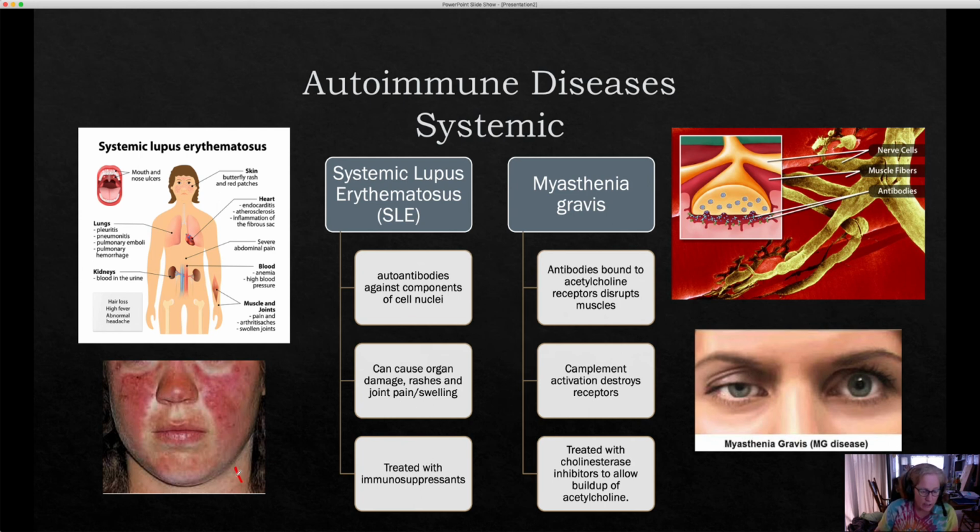This rash right here is referred to as a butterfly rash, and because it has like this wing type of site to it. And so this butterfly rash is a key characteristic, a key sign of lupus. Myasthenia gravis is where antibodies bind to acetylcholine receptors. It causes paralysis. It disrupts the muscle reaction.